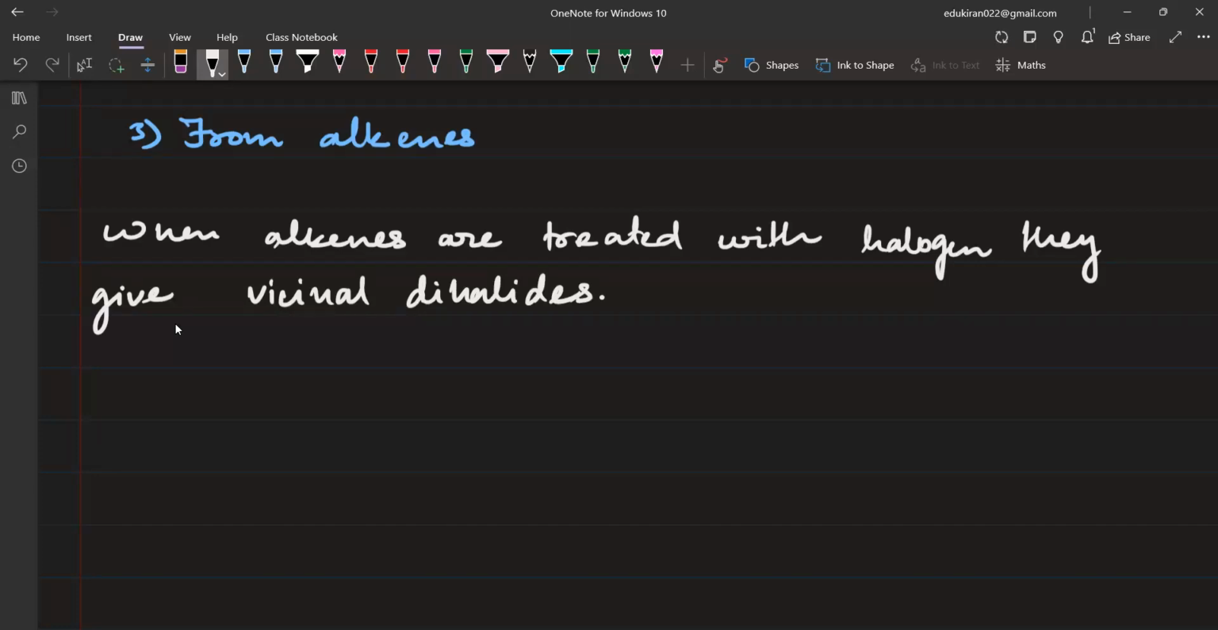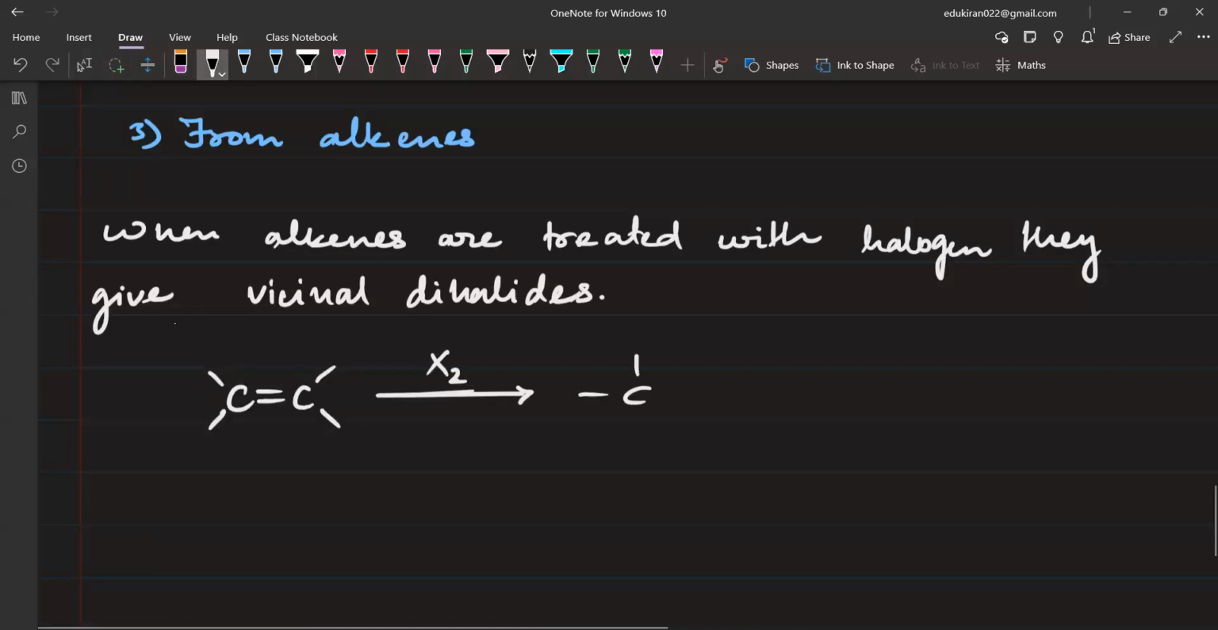What are vicinal dihalides? Please see. When you have carbon atoms with a double bond, in general we write alkene like this. How do we show alkene? We show alkene with two carbon atoms with a double bond, and there are some groups attached. So obviously there will be two groups on each of the carbon atoms. And what happens if you react this with X2, any halogen X, so it will be Br2, Cl2, I2. If you react this, then what will you get? You will get something like this. Let us do it in a different color. Now, whatever groups were attached to this carbon atom and this carbon atom, they are attached as they were. Each carbon atom gets a halogen.